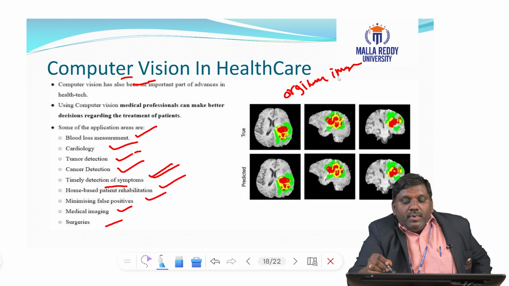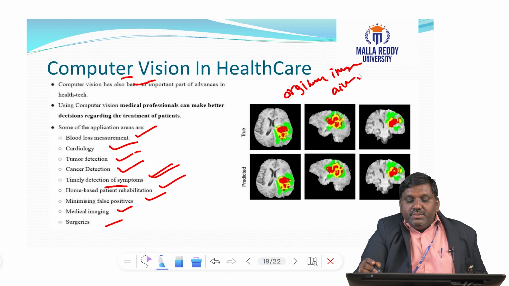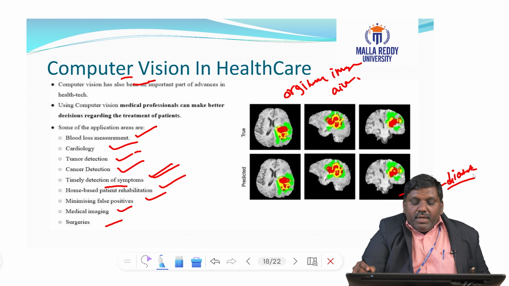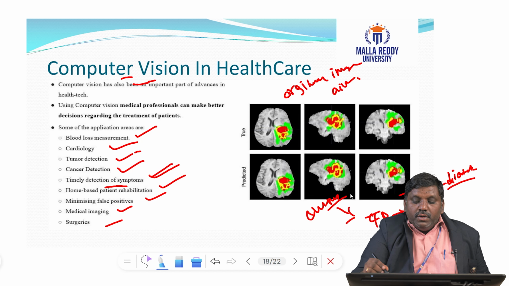Here is an original image I have given. Okay, this is the original image. This is the predicted image. Okay, so it consists of what? TP. The output may be in the form of true positive, true negative, false positive, or false negative.